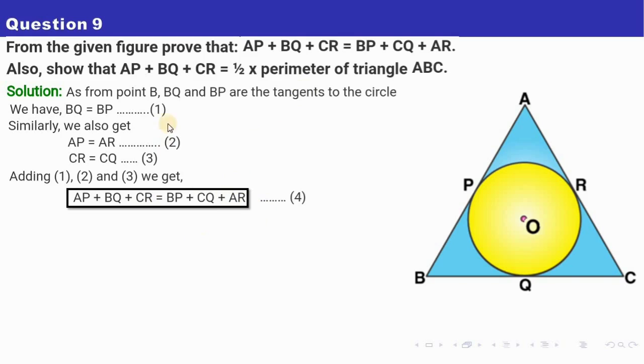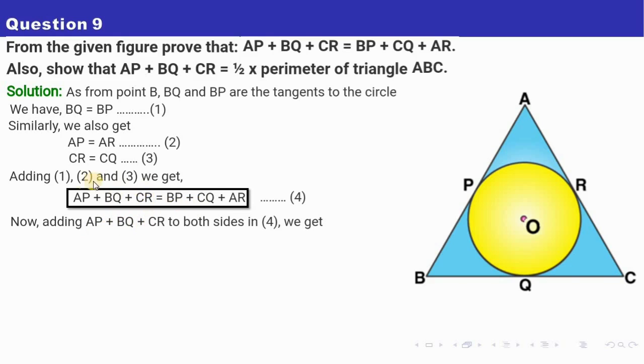Okay, now next we need to prove that AP plus BQ plus CR is equal to half into the perimeter of triangle ABC. Now what is the meaning of perimeter? So suppose ABC is my triangle, perimeter means the total length of the boundary. And what is the boundary? AB, BC and CA. So the perimeter of the triangle means AB plus BC plus CA. Alright, so in order to do that, let me add the same quantity on both sides. Okay, so I'm adding AP plus BQ plus CR on both sides.